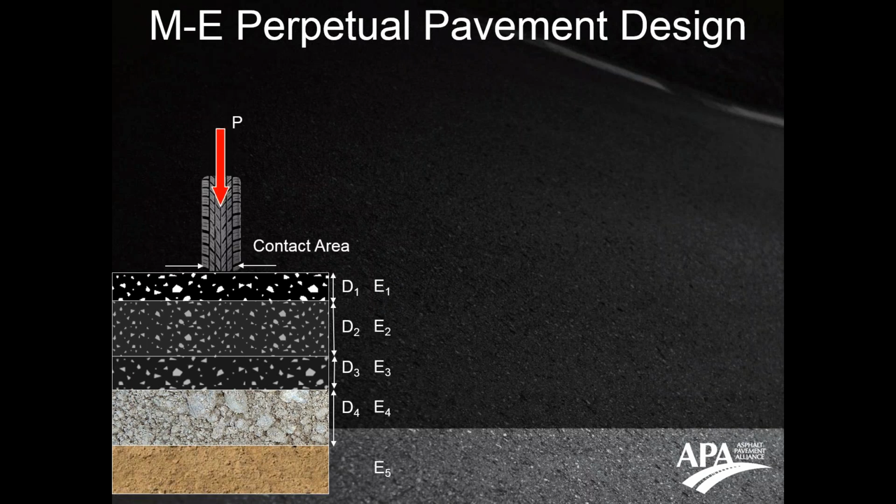Within a mechanistic framework, we can simulate a loading event in terms of how heavy the tire is and what that tire footprint looks like. We can use a computer model to make a prediction about the amount of tension we see at the bottom of the asphalt layer and the amount of compression we see deeper in the pavement structure. All of that is what we would call the M part of ME design, the mechanistic part. It's just putting in a pavement structure and computing stresses and strains.